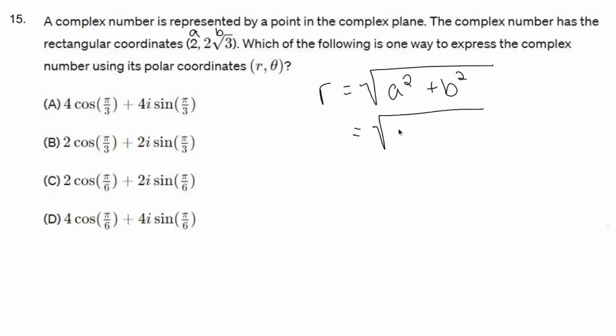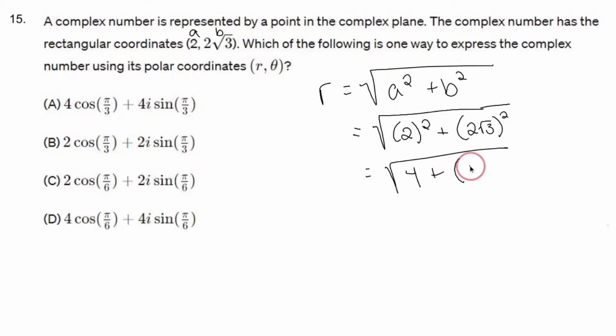But what's my a? We called a 2, so 2 squared. B is 2 root 3, so we'll do 2 root 3 squared. Okay, 2 squared is 4. 2 times 2 is 4. Okay, root 3 times root 3 is 3. So 4 times 3 is 12. Don't know why I put parentheses around that. But what we get is the square root of 16, which is 4. So what we have so far is an r of 4.